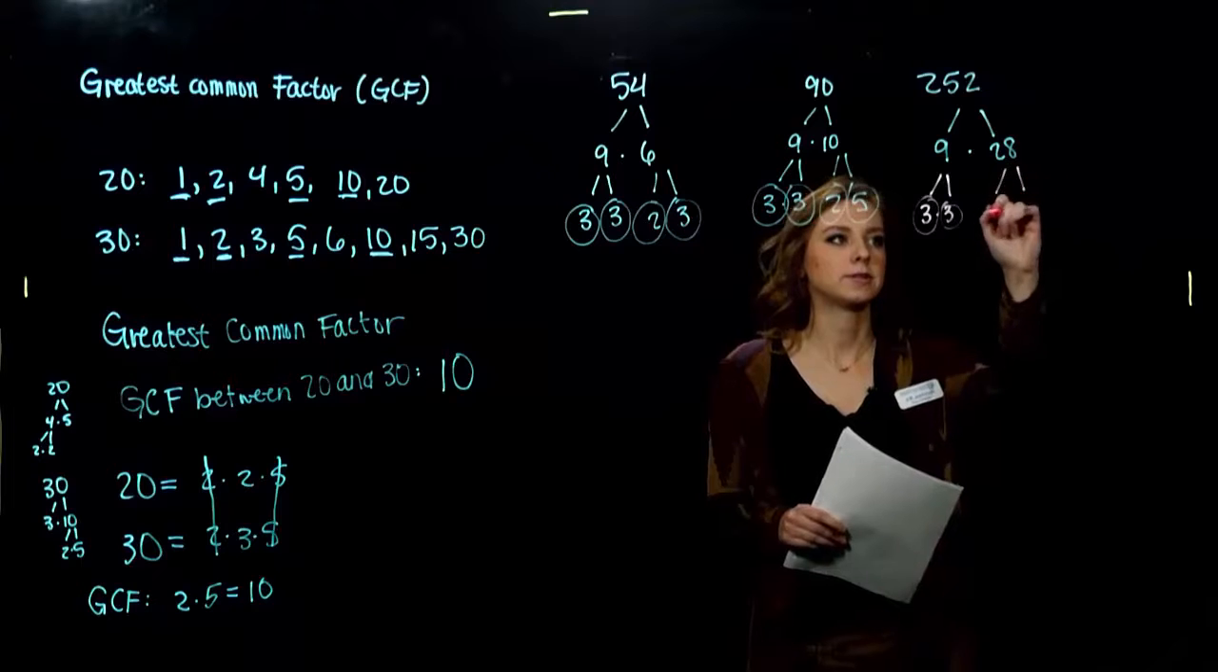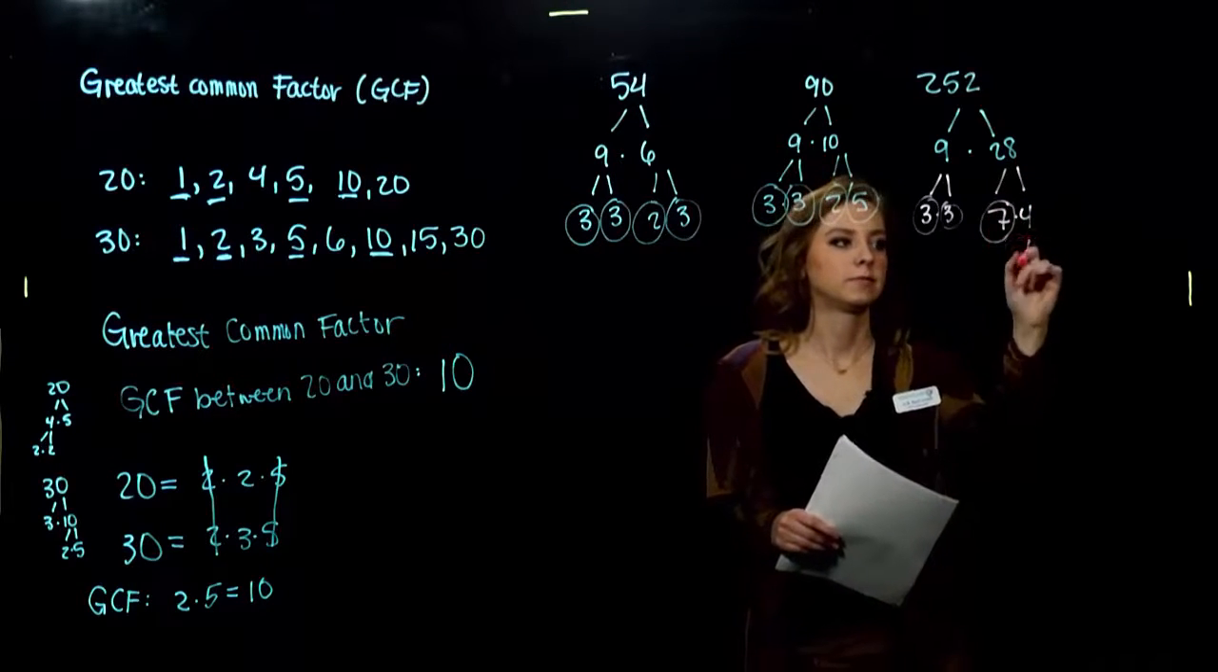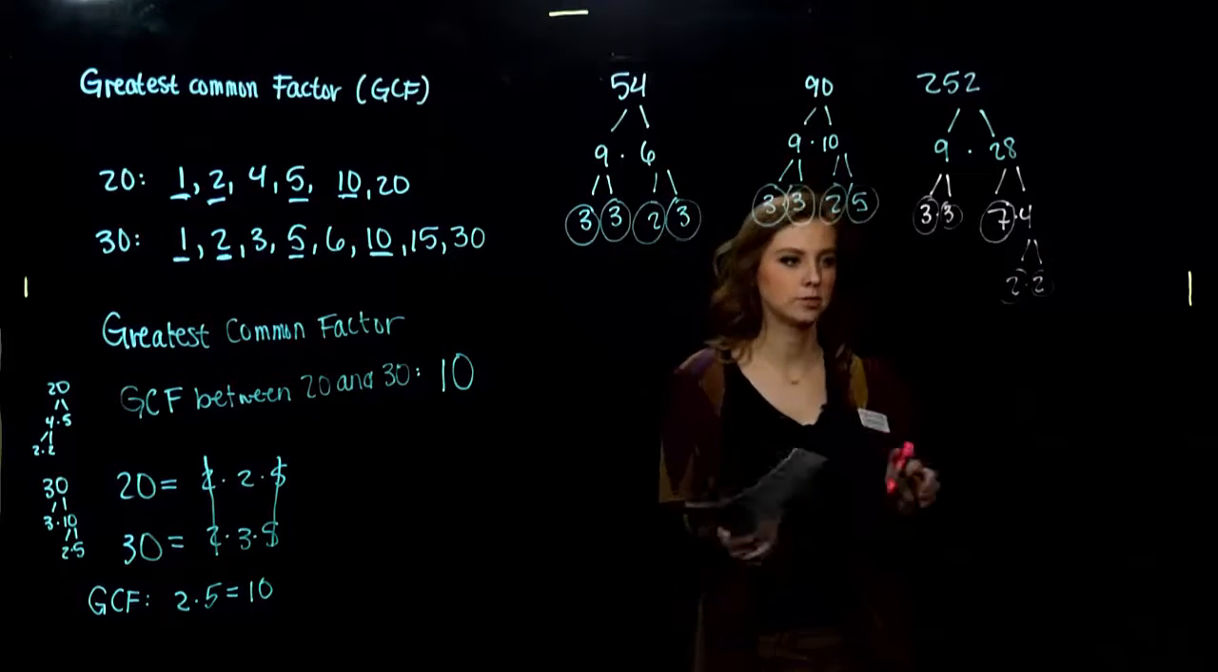Again, we have a lot of different options. I'm going to pick 7 and 4. 7 is prime. 4 can keep going until we get our primes.